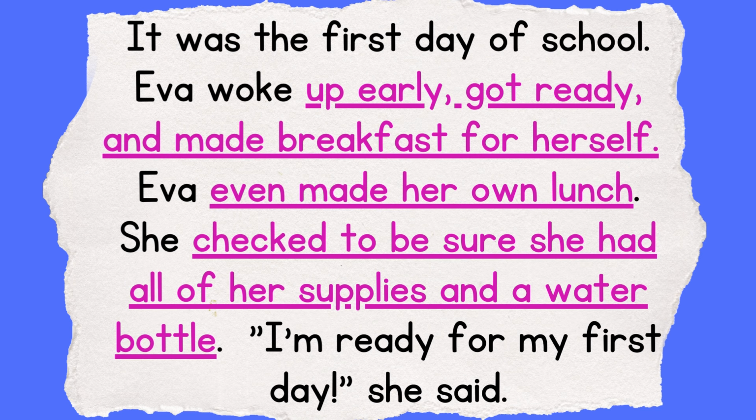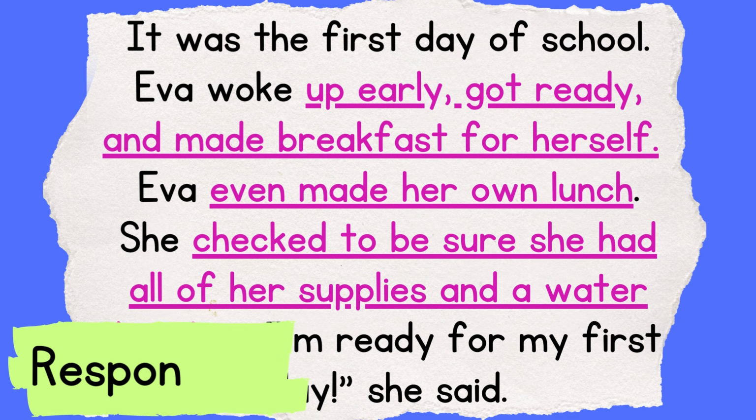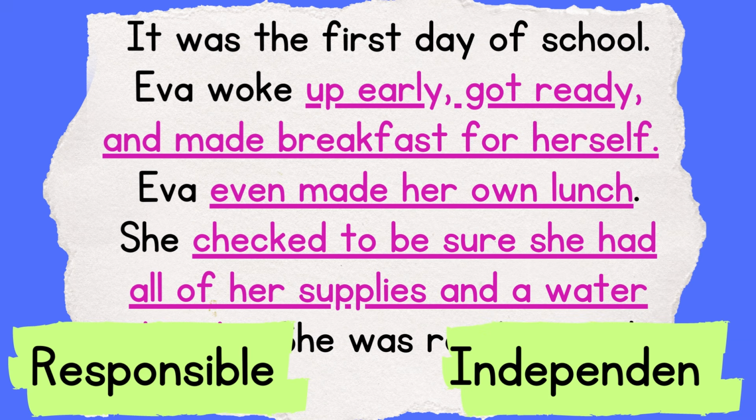I see she got up early, she got ready, she made breakfast. Then it says that she made her own lunch and checked to be sure she had all of her supplies and water bottle. All of that tells me that Eva seems responsible. She makes sure she's ready for school and independent. She does it by herself without any help.